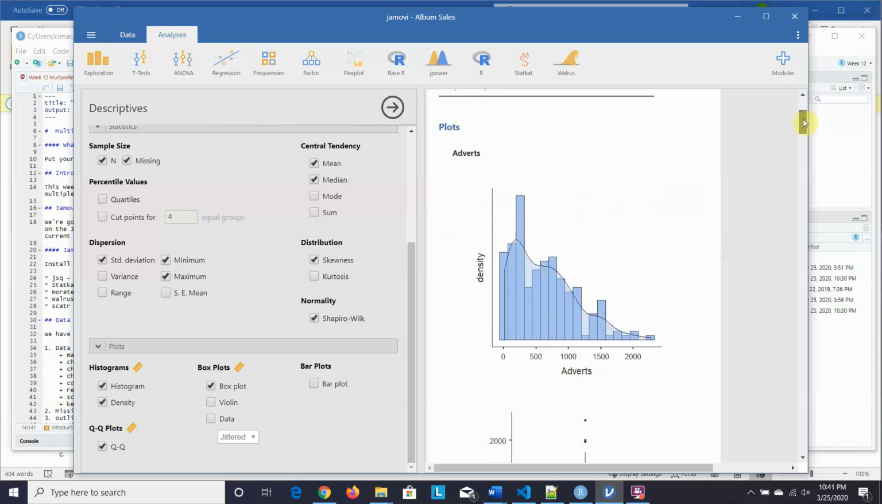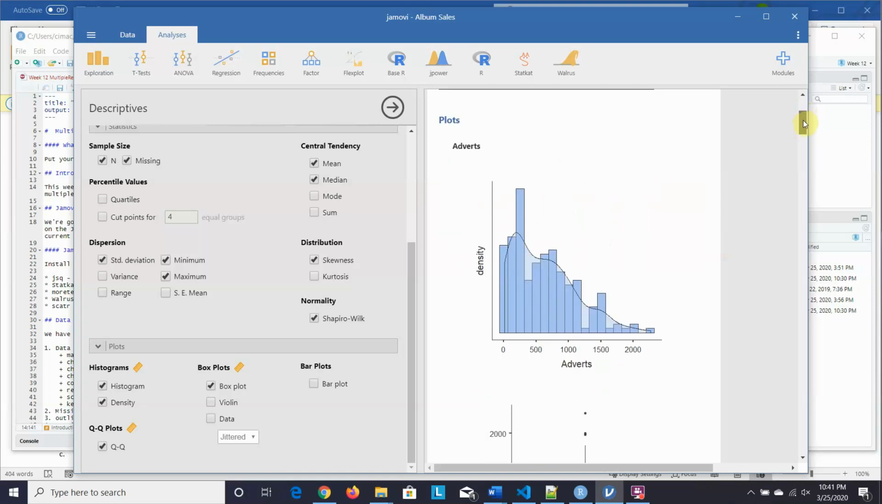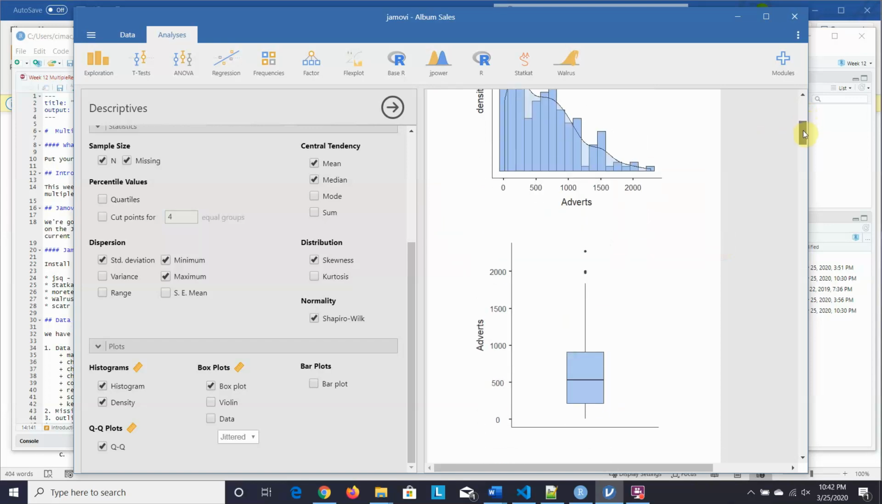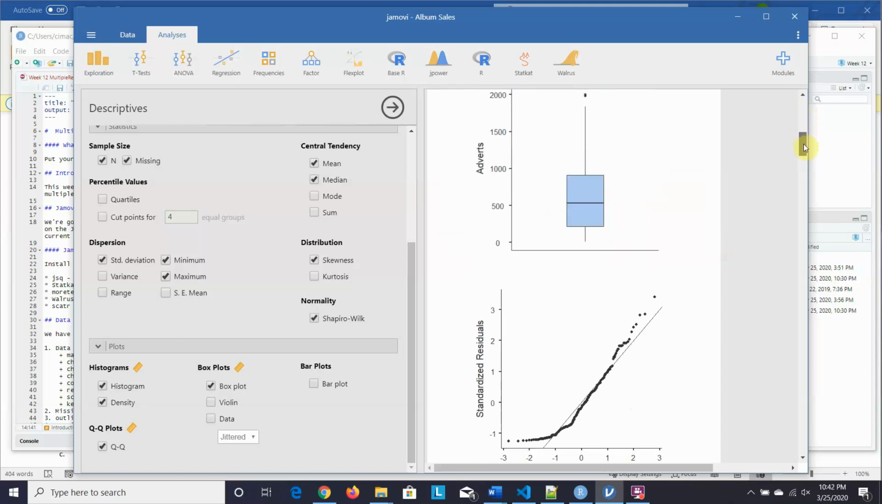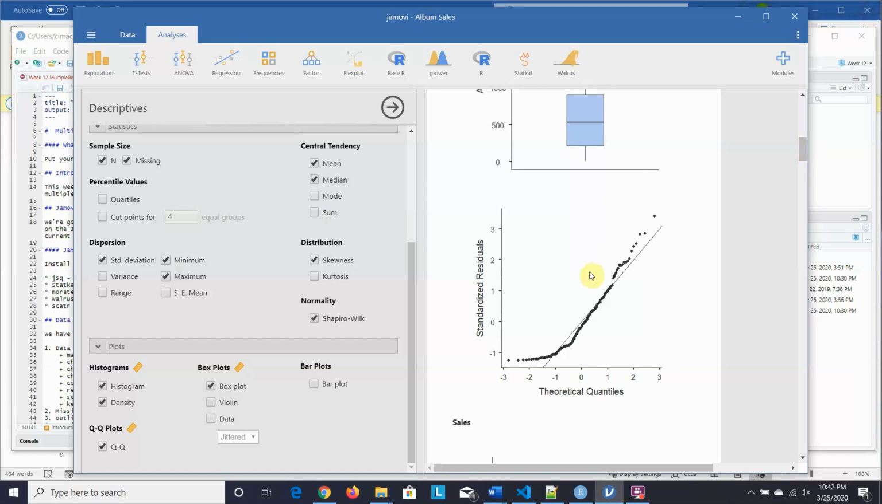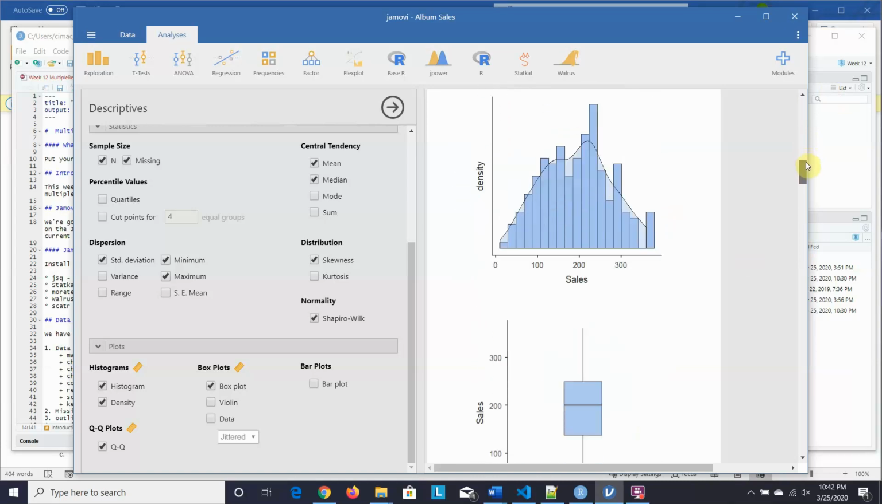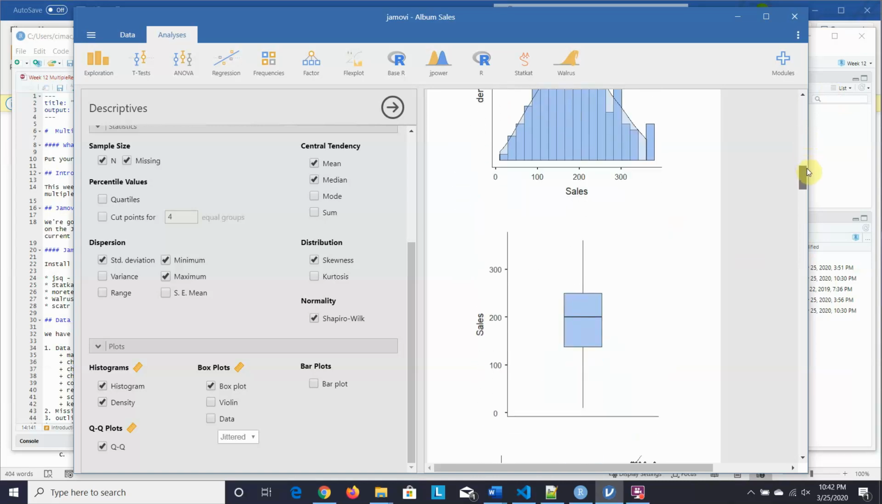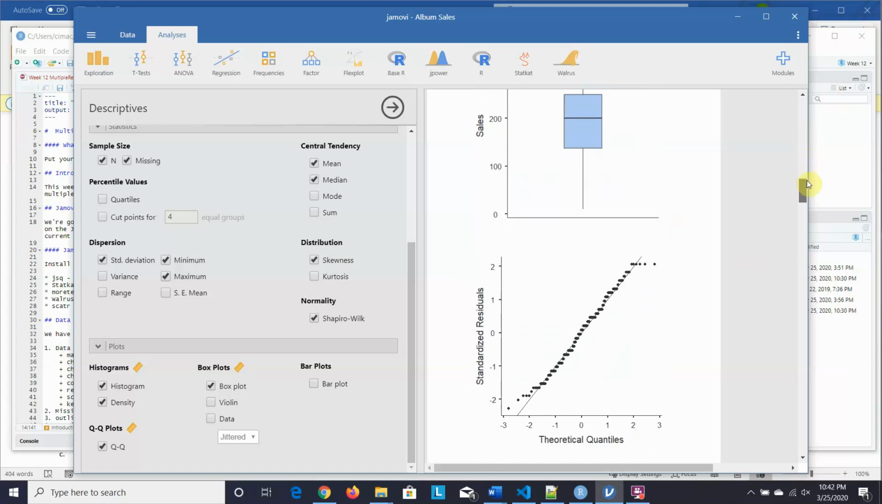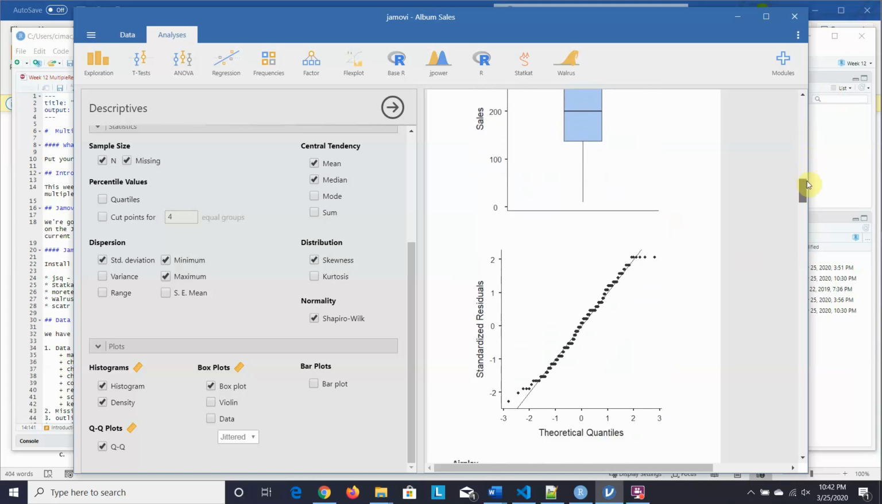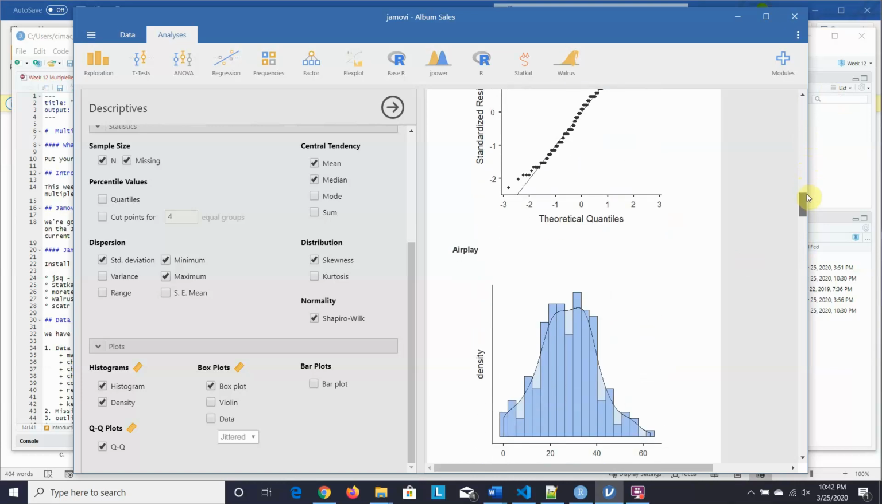So not surprisingly, our adverts plot we can see is positively skewed with outliers to the right. There are some outliers in our box plot there, and some deviation from our normal line looking at our QQ plot. So we expect all those. Sales looks a little better for normality, and no outliers in the box plot. And as we saw last week, those data points follow that normal line a little better.